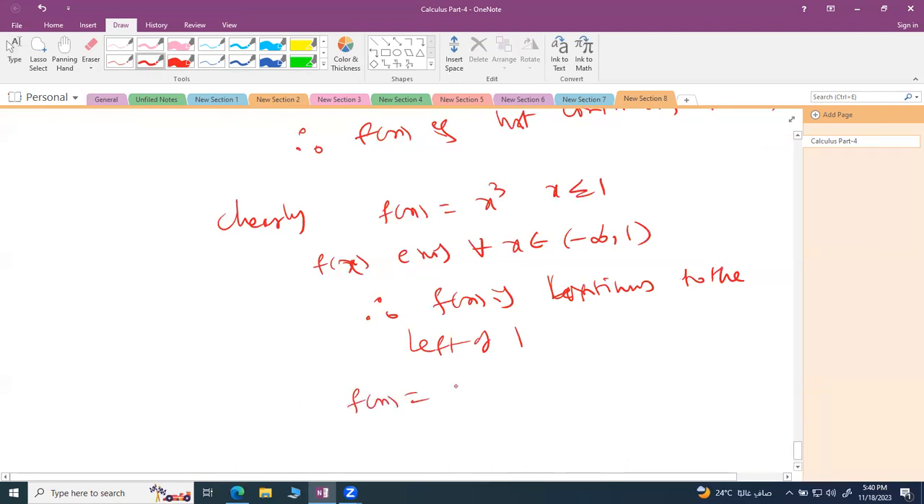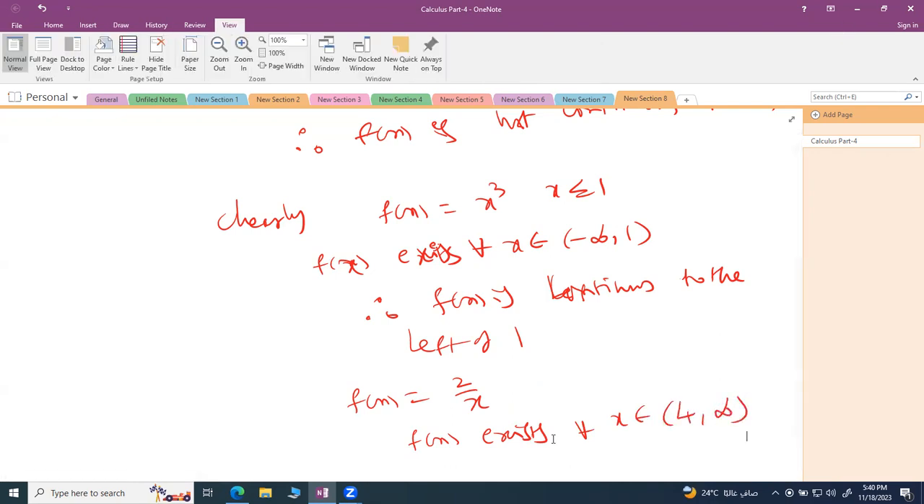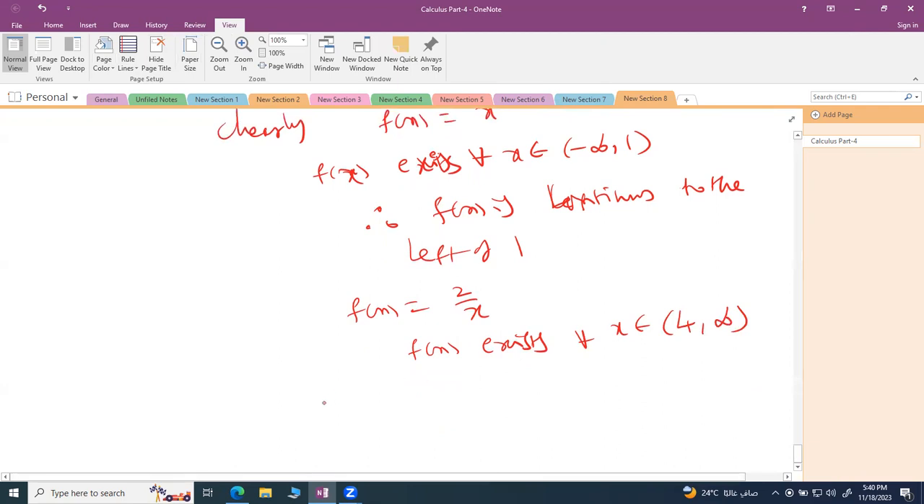And f of x equal to x square. f of x exists for all x belongs to 4 comma infinity. Therefore, f of x is continuous to the right of 4.